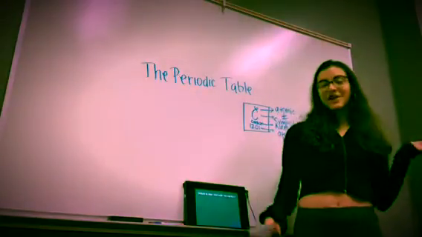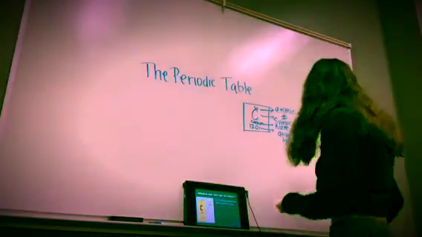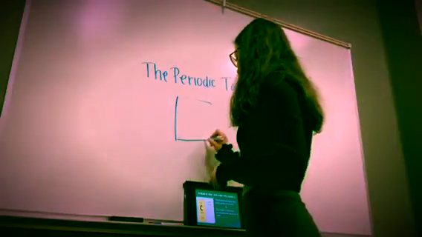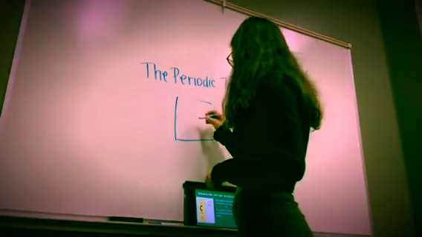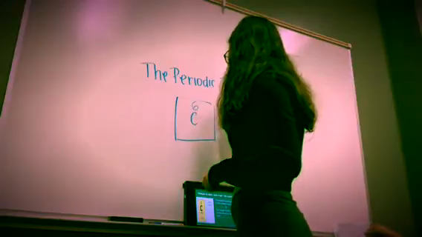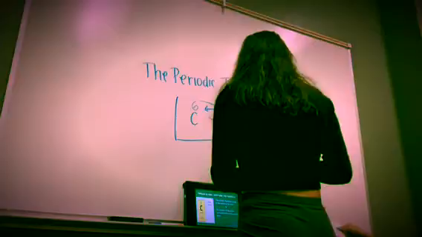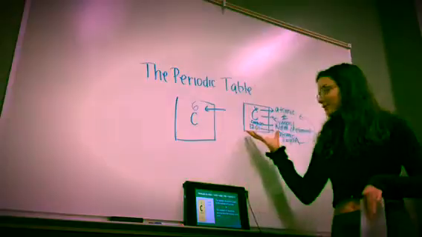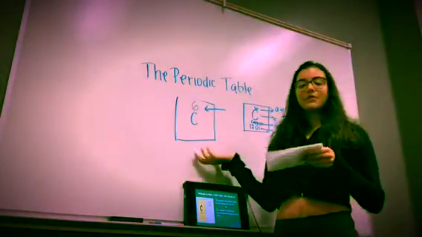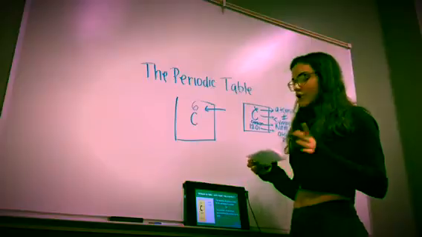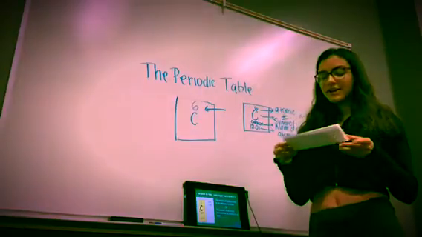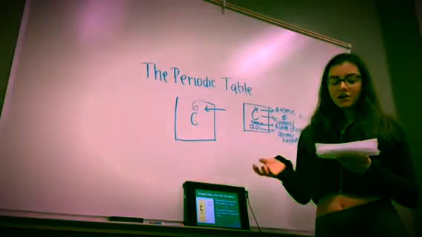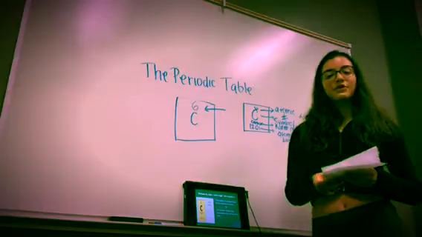Okay, what is the atomic number? The atomic number is the number on top, using our example of carbon. The atomic number shows the number of protons in the nucleus of an atom. It determines the chemical properties of an element and its place on the periodic table. The atomic number identifies a chemical element. In an uncharged atom, the atomic number is also equal to the number of electrons.